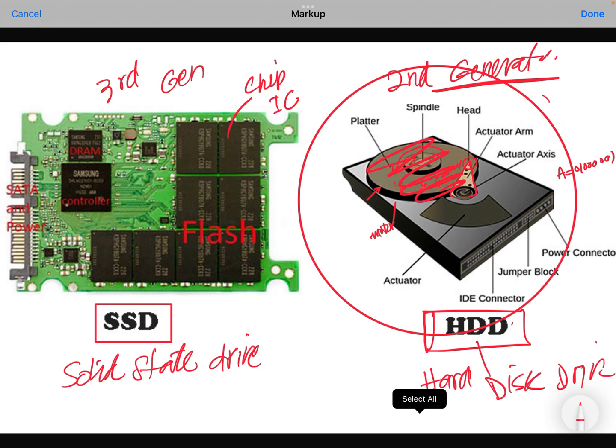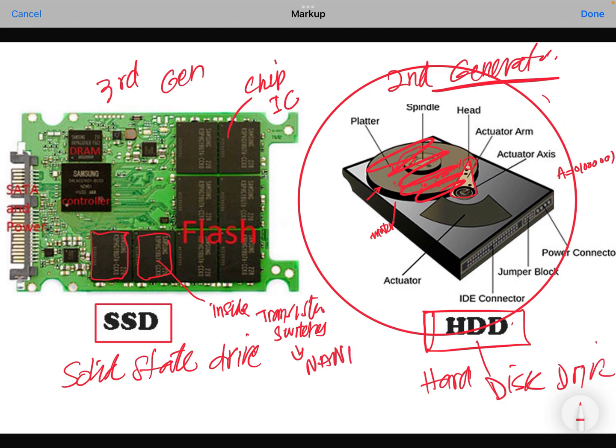So in these, just like the CPU, all these ICs that you have, they have gazillions of switches inside them. Tiny switches, what we also call transistors. So inside them are transistors or switches, or as we will learn later, we call them NAND gates, or AND gates and stuff like that. But for simplicity, just think they are switches.